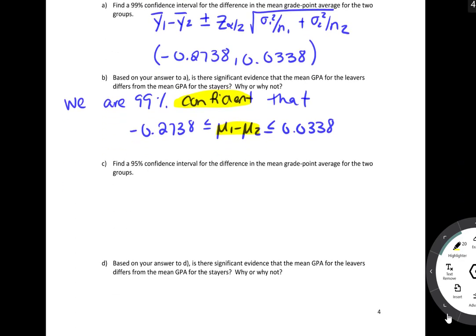The next portion says find a 95% confidence interval for the difference in the mean grade point average for the two groups. So the only difference between this one and part A is we would use Z equal to 1.96. So we would use the exact same formula, and if you plug in those values, you would find the following.